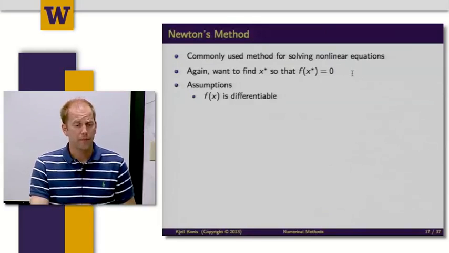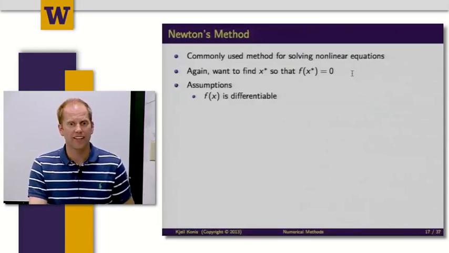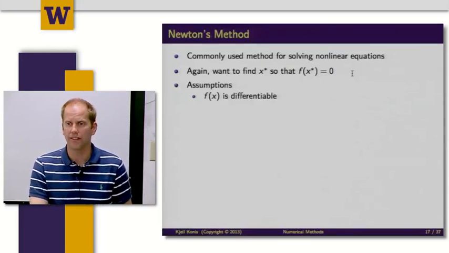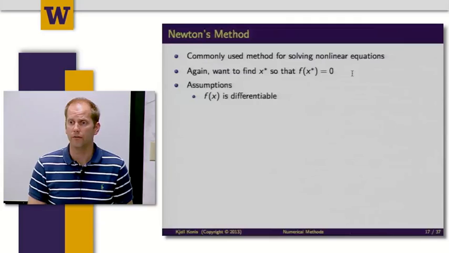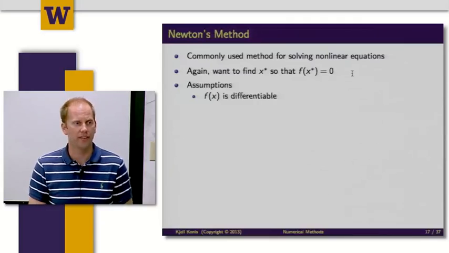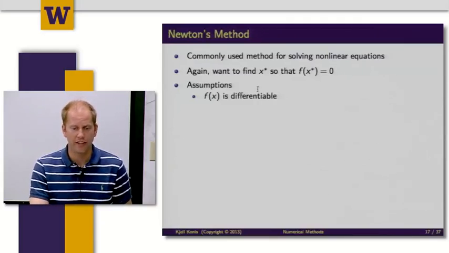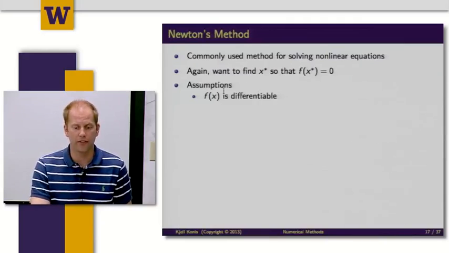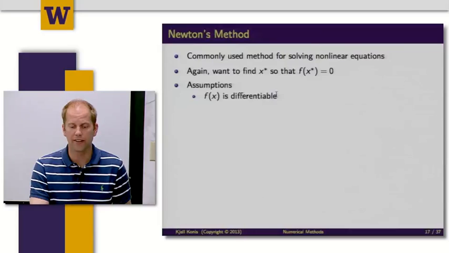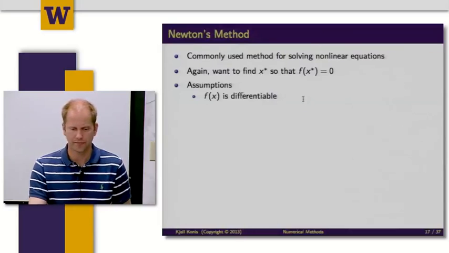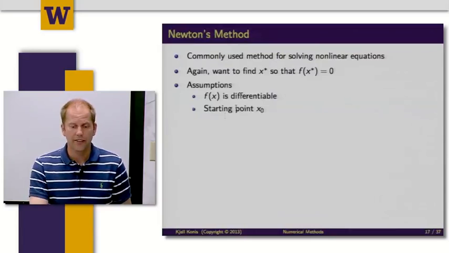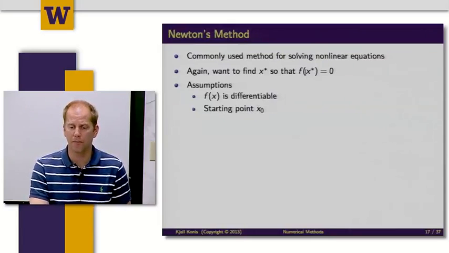And so the bisection method was nice because all I needed to assume was that my function was continuous and that I knew an interval so that it was positive at one side and negative at the other. I need a little bit more in the way of assumptions for Newton's method. So for Newton's method, I need to assume that f of x is differentiable. The other thing I need is a starting point. So I need to have some point that's reasonably close to x star.